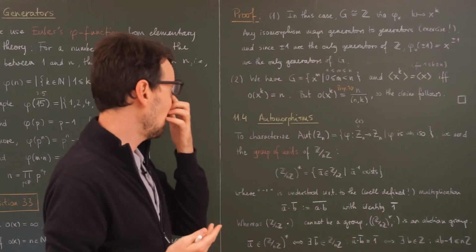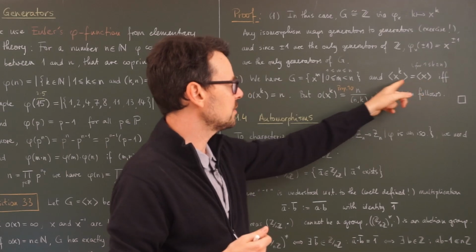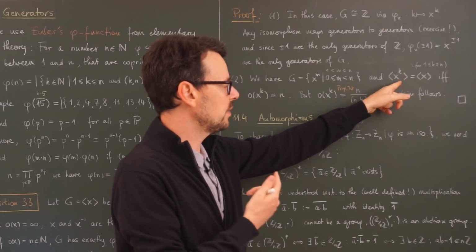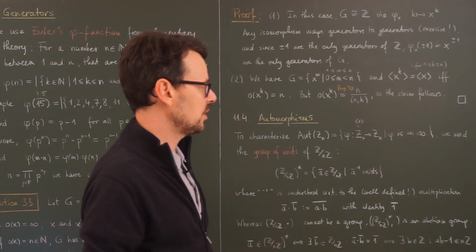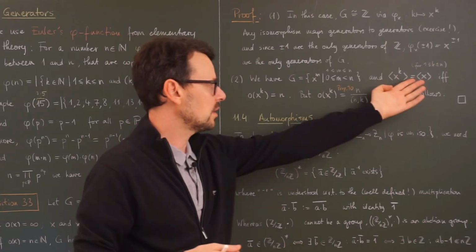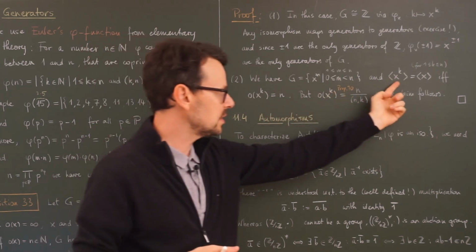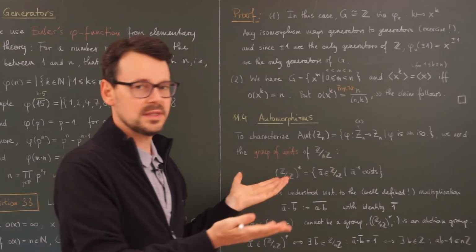This is the same. So which powers of x are actually generators? So for which x to the k is the subgroup generated by this element the same as the group G itself being generated by x? Well, clearly if and only if the order of this element is n, because this is a subgroup of this, and they can only be equal if they have the same order.